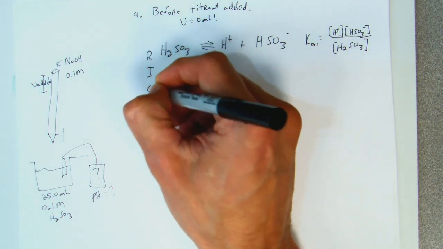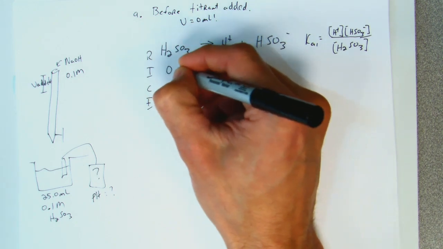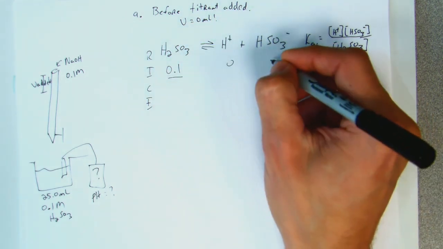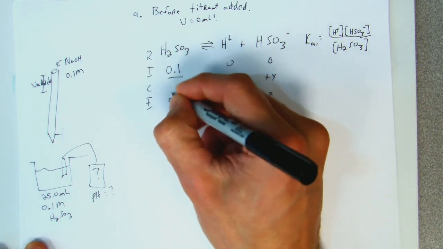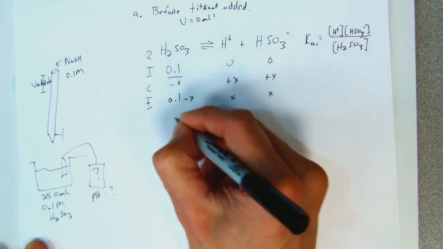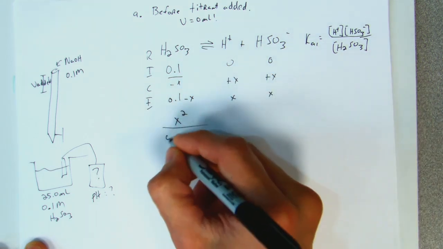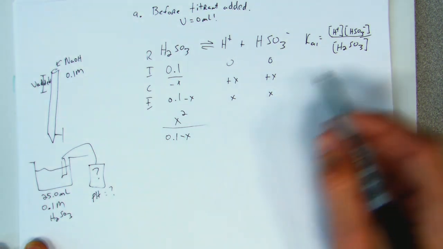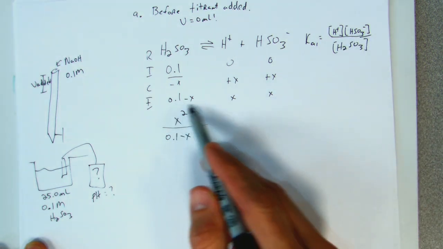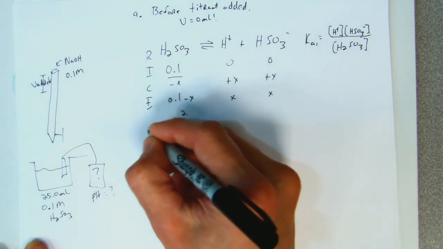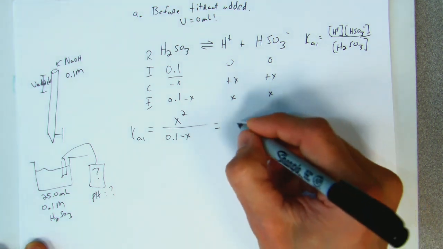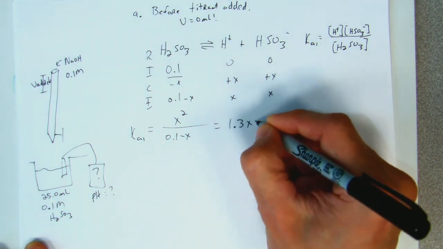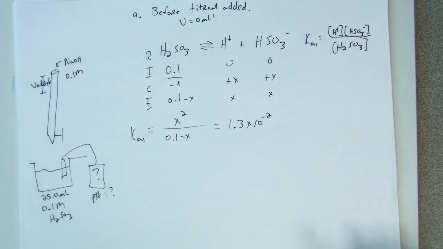So all I'm going to need to do is write a Rice table with 0.1 mole per liter as my initial concentration, 0, 0, plus X, X, and X, 0.1 minus X, go to my Ka expression, X times X, divided by 0.1 minus X for my concentration of that, and that's equal to my Ka1. Now in this particular case, Ka1 is equal to 1.3 times 10 to the minus 2. We were given that in the problem. Okay, that's just a property of this particular acid.